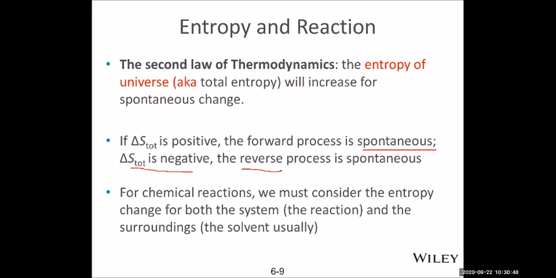We learned in second semester general chemistry that this spontaneous or not spontaneous actually means the reaction equilibrium constant is larger than 1 or less than 1. Larger than 1 means products are favored, and less than 1 means reactants are favored.